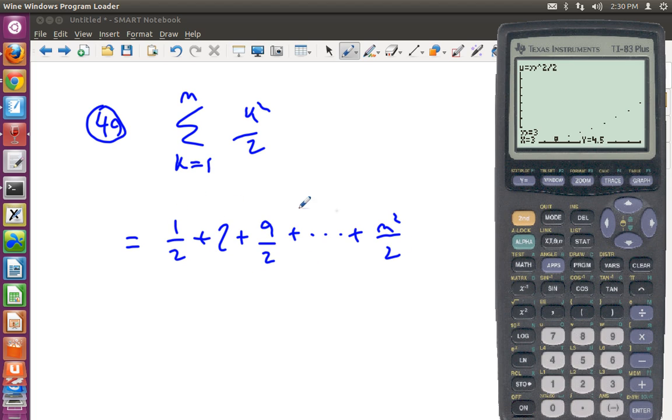We plugged in 1, 2, 3. What if we plug in 4? 16 over 2 is 8, right? Let's see what we get. Next term on here is, ta-da, 8. All right, what if you plugged in 5? 25 over 2 is 12.5. Ta-da, it's here. All right, now how do we fool the calculator into adding?